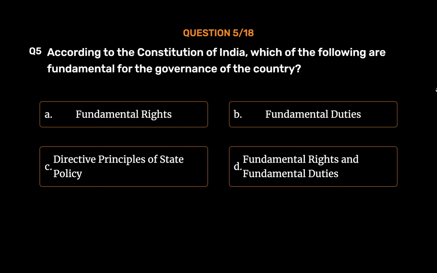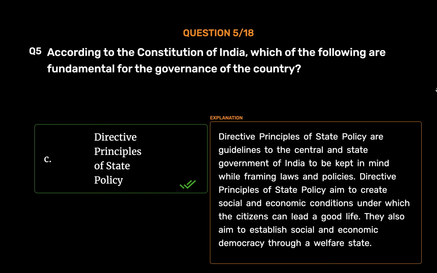The correct answer is Option C. Directive principles of state policy. Directive principles of state policy are guidelines to the central and state government of India to be kept in mind while framing laws and policies. They aim to create social and economic conditions under which the citizens can lead a good life. They also aim to establish social and economic democracy through a welfare state.